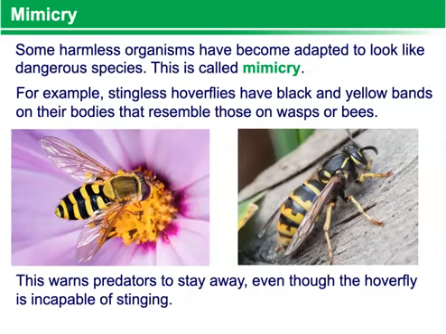Some organisms exhibit mimicry. These organisms are oftentimes harmless, but they've become adapted to look like a dangerous species. For example, stingless hoverflies have black and yellow bands on their body that resemble those on wasps or bees. This warns predators to stay away, even though the hoverfly has zero ability of stinging. They are mimicking a characteristic of an organism that does have that ability.